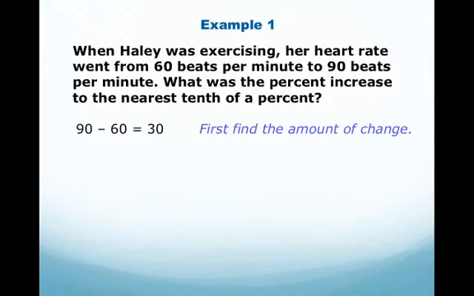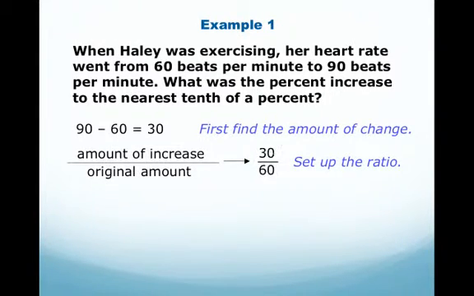So the first thing we're going to do is find the amount of change, and that is 90 minus 60, which is 30. The second thing we're going to do is set up a ratio from the amount of increase over the original amount. And that would be 30, which is the difference of 90 minus 60, over the original amount, which is what you started at, which is 60. So our ratio is 30 over 60, or 30 to 60.